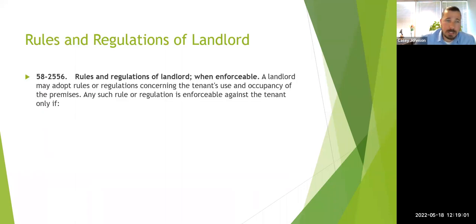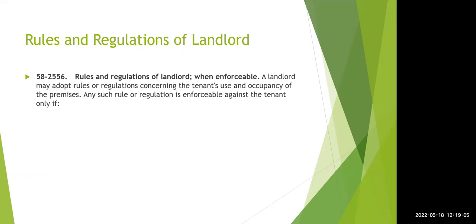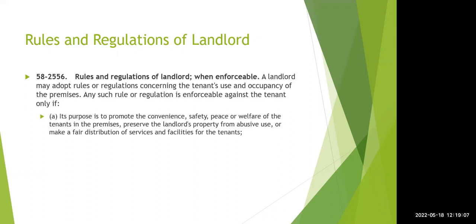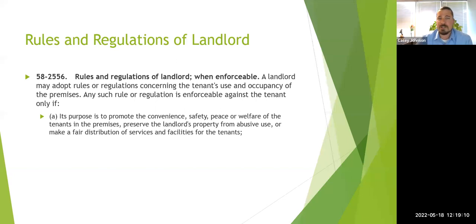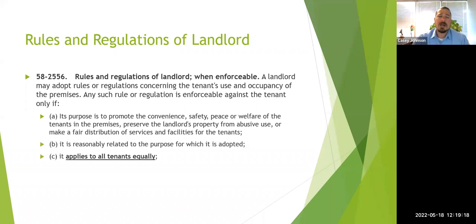The landlord can make other rules and regulations. Again, under the Landlord-Tenant Act, it has to be to promote the convenient safety, peace, or welfare of the tenants, or to preserve the landlord's property from abusive use. It has to be reasonably related to the purpose for which it's adopted. The big one is it has to apply to all tenants equally. So landlords can't be making rules for some tenants that don't apply to other tenants. So that's a big one. We get landlords on that all the time.